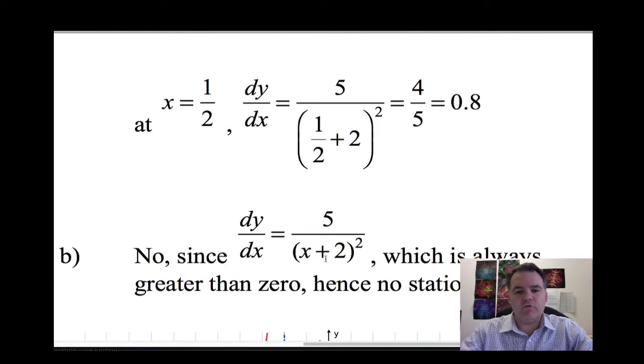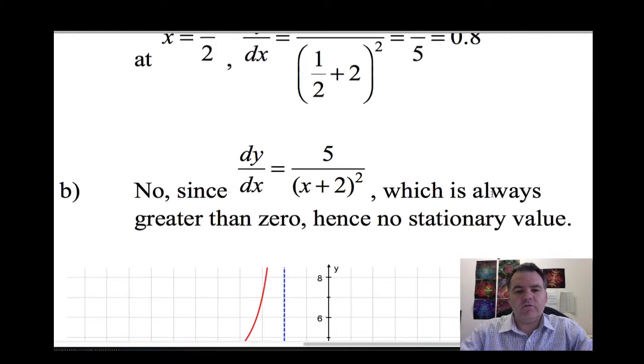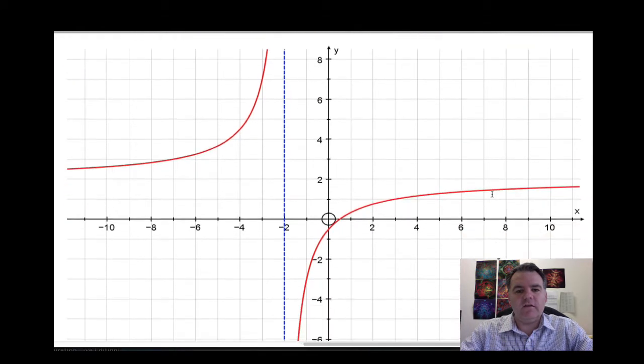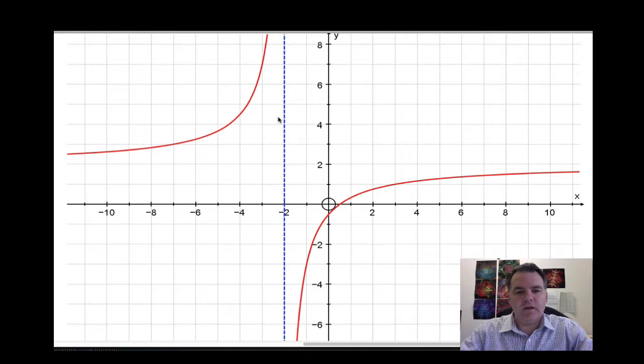Second question, does the curve have a stationary value? Well, you can see from the derivative, the top line is never equal to 0. This thing, in fact, is never equal to 0, so there's no stationary value. Here's what the graph looks like. You can see at -2 we've got the asymptote there, and you can see there's no stationary values. There's no values of x where the slope of this curve is equal to 0.